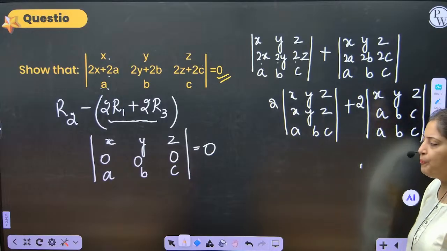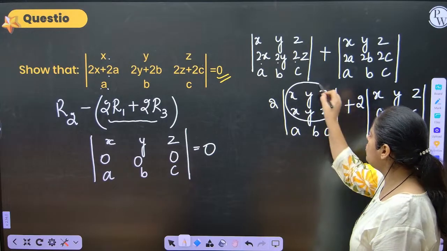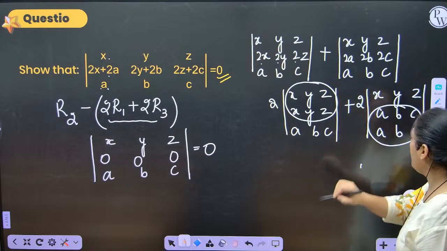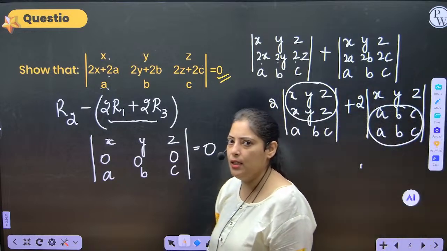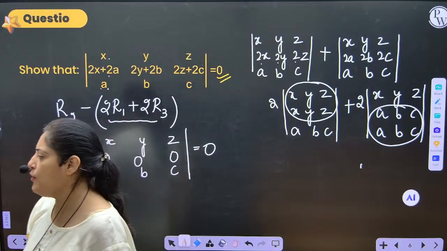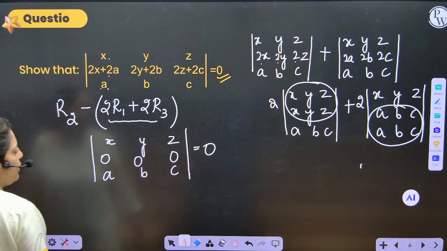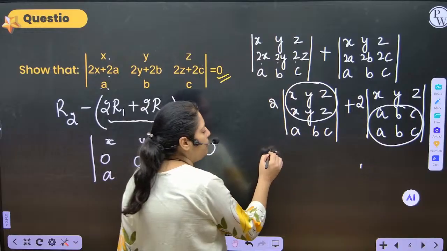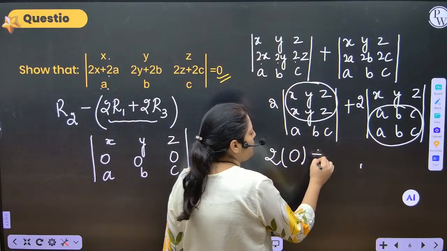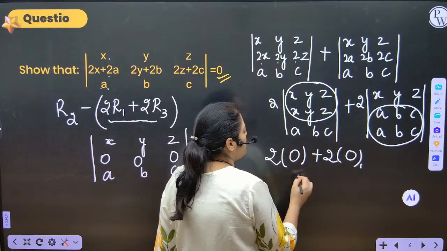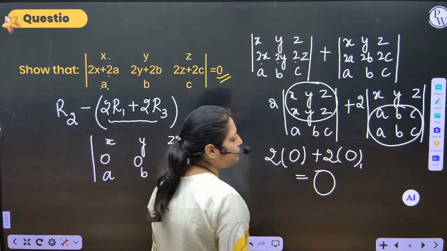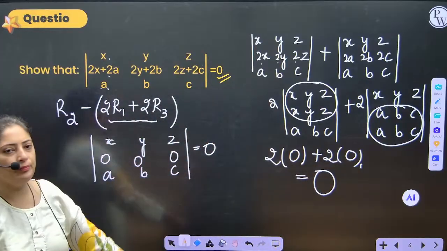Yes or no? Alright. Whenever 2 rows or 2 columns are identical, the value of the determinant will come out to be 0. Yesterday we have done this property. So 2 into 0 plus 2 into 0, the answer will come out to be 0. Either way we can do.